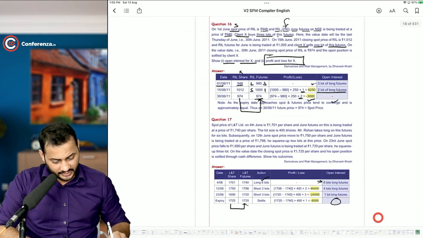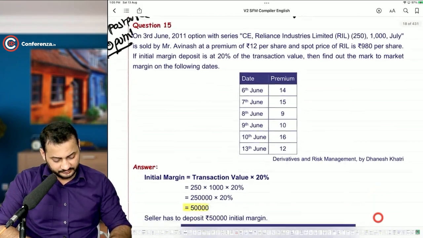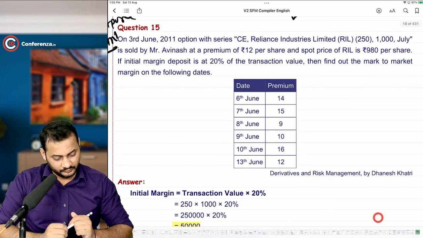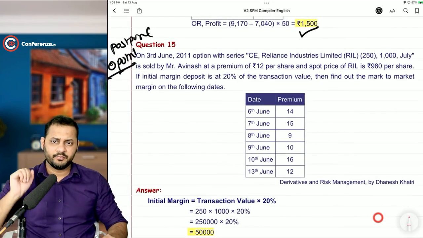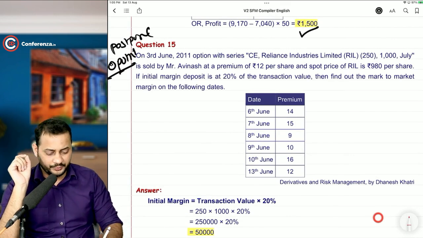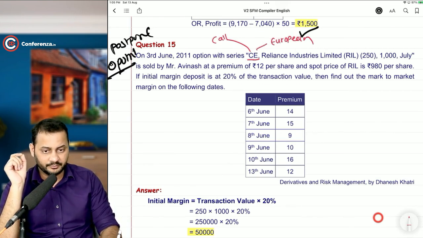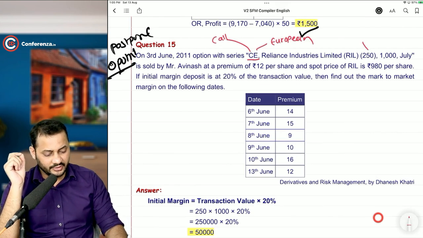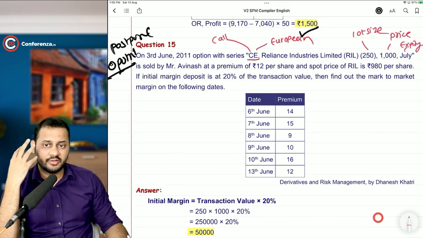Yeah. The very first question was this. Have a look. Question number 15. Let's just complete that. On 3rd June 2011, option with a series of CE. C means call, E means European. We have discussed both of them. Reliance Industries Limited, 250 is the lot size, 1000 is the price, July is expiry. So this is how it is presented.